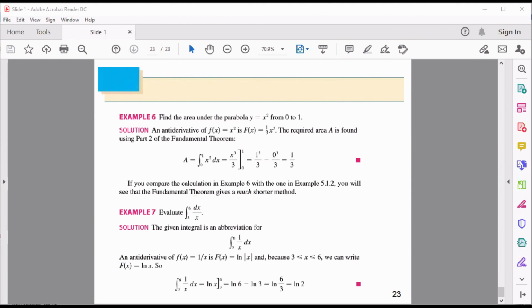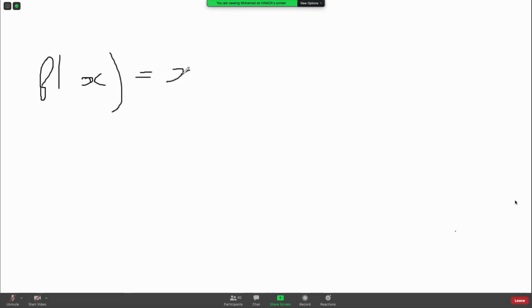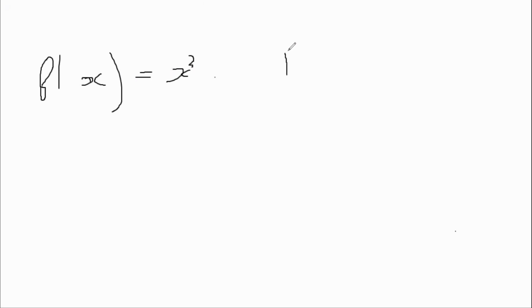I think you know this. When f of x is equal to x to the 3, what is capital F? Capital F is a function such that its derivative f prime is equal to x to the 3. I want the function that when we differentiate it we get x to the 3. Which function?